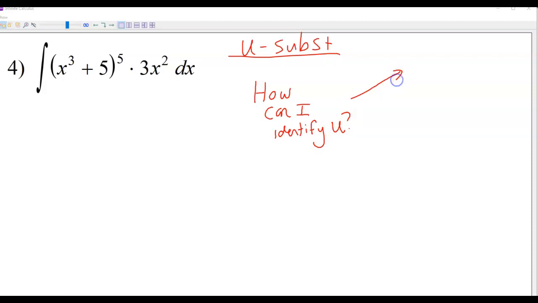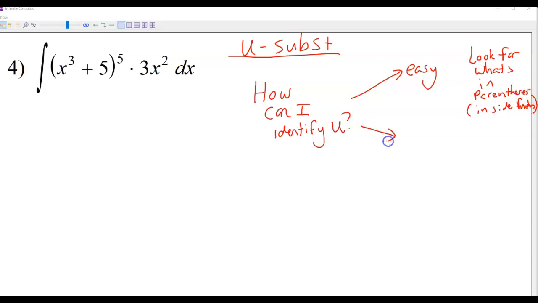There's the easy way. You're like, well, I'm always going to use it. Well, unfortunately, it doesn't always work, but the easy way is look for what's in parentheses. In other words, the inside function. I'll tell you what the harder way is in a second, but for now let's start with the easy way. So the easy way is to look for whatever's in parentheses, and that's your quote-unquote inside function. So in this case, that's my inside function.